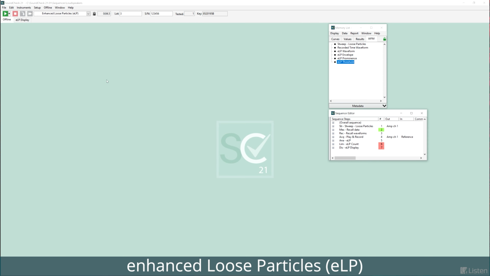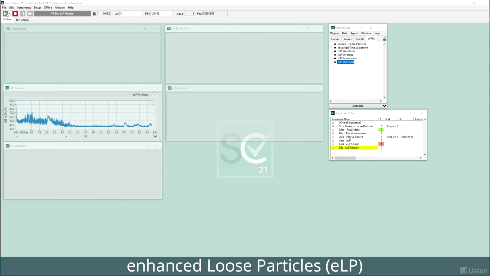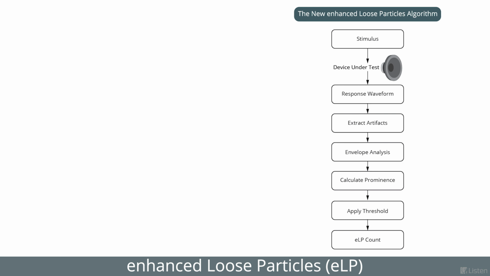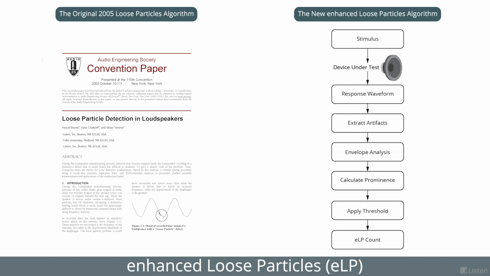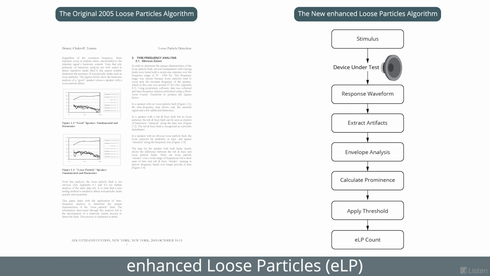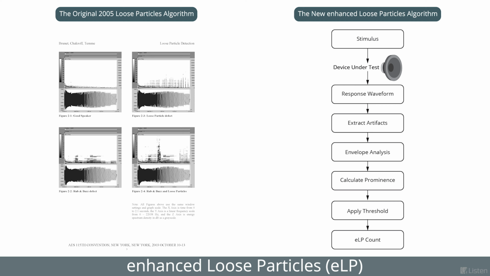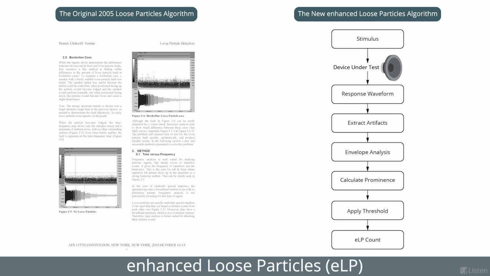SoundCheck's new enhanced loose particle algorithm measures transient distortion independently of harmonic or rub and buzz distortion. This new algorithm builds on the success of our original 2005 algorithm and introduces advanced techniques to better highlight the loose particle defects while minimizing other artifacts. This makes it easy to set limits in line with subjective tests.